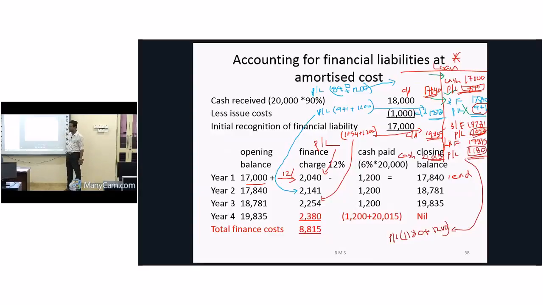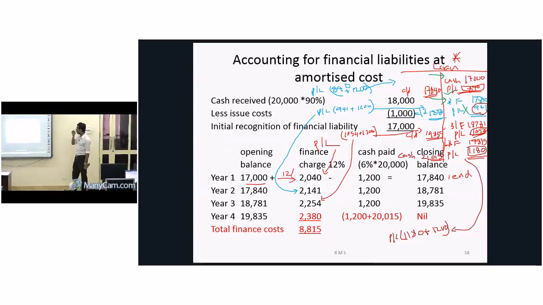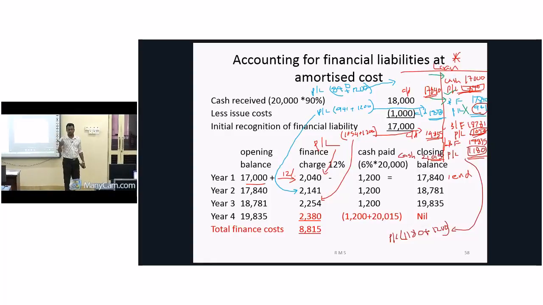18,781 into 12% is 2,254. That minus cash flow again: P&L debit 2,254, cash credit 1,200. The difference should be charged to the profit and loss account. And in the fourth year, 19,835 into 12% is 2,380. Then what will happen?